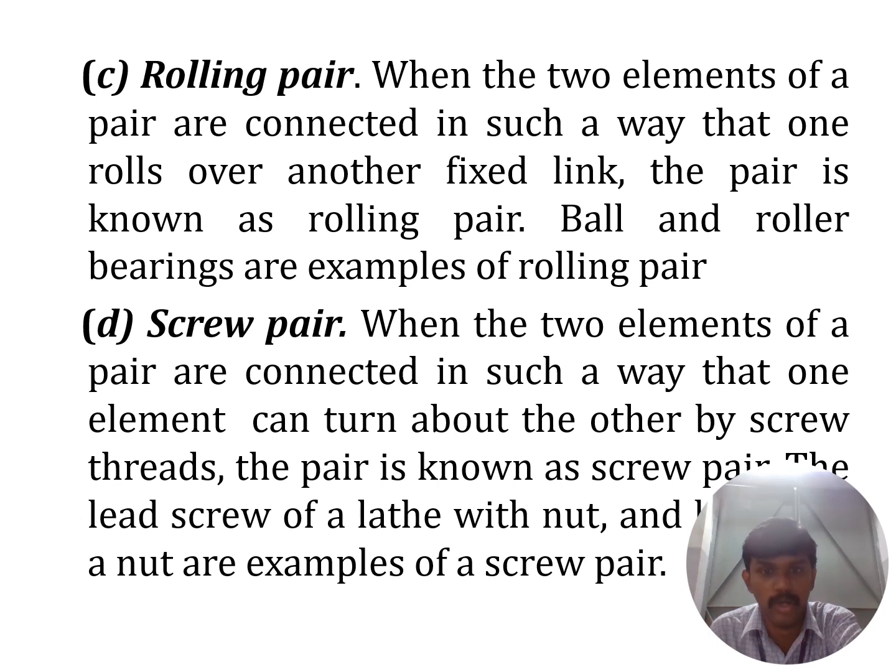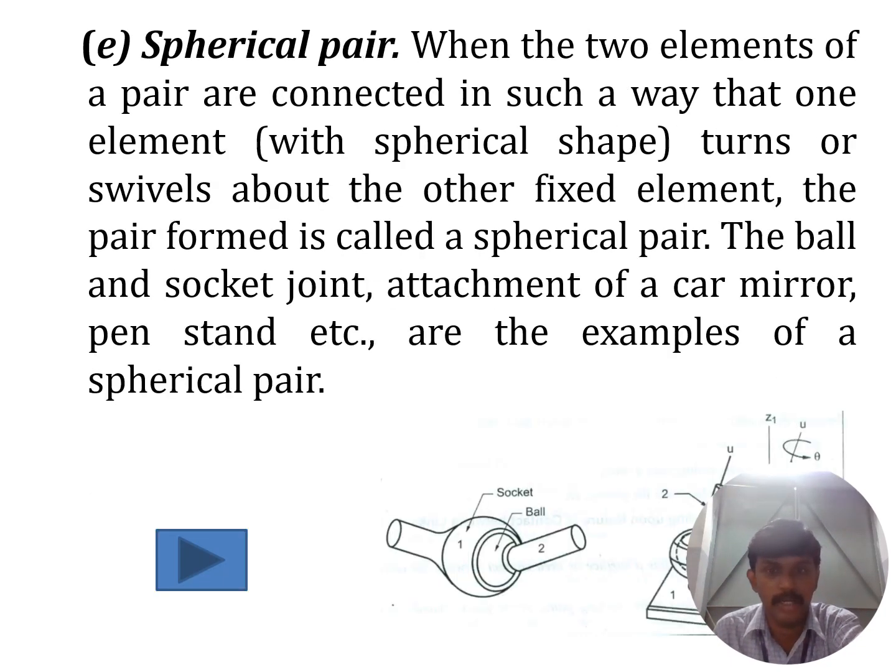The rolling pair means the two elements are connected in such a way that one rolls over another fixed link. That is the rolling pair. The screw pair means, for example, a bolt and nut consisting of screw threads. Another example is the lead screw in the lathe. The carriage moves over the lead screw with the screw pair. And in the spherical pair, for example the mirror fixed in a car is of spherical shape. A spherical pair is in a spherical shape, so it can rotate in all directions.